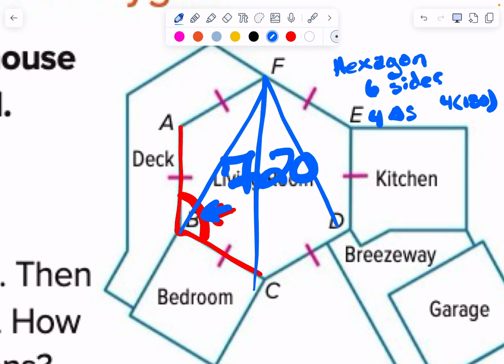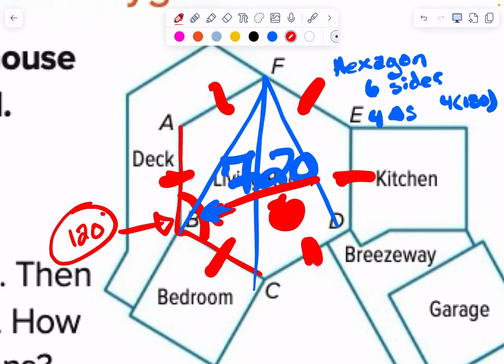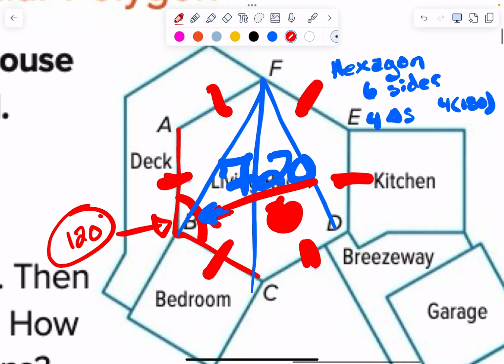Divide by 6. How do I know that they're all the same? Because this is a regular hexagon. All of the sides are the same and all the angles are the same. So 720 divided by 6 angles, angle B is how much? 120 degrees. So each of those is 120, 120, 120, 120. Got it?